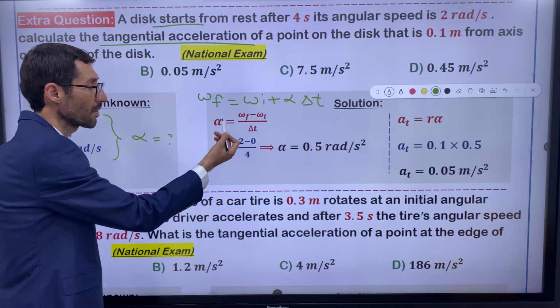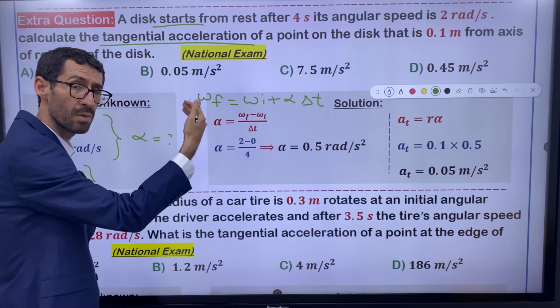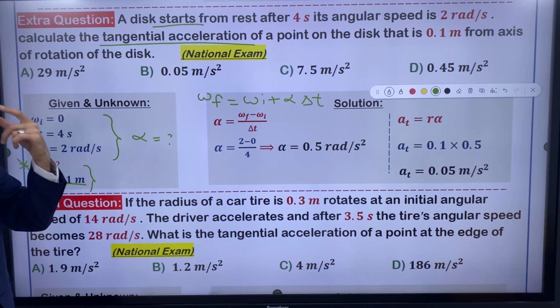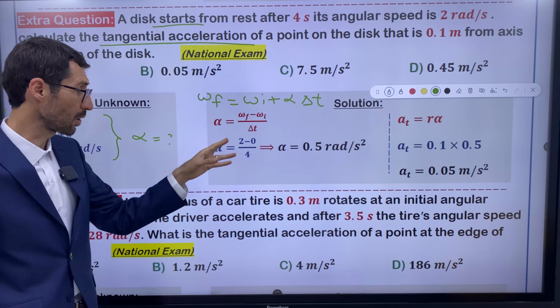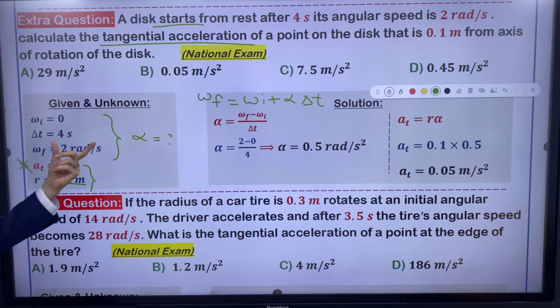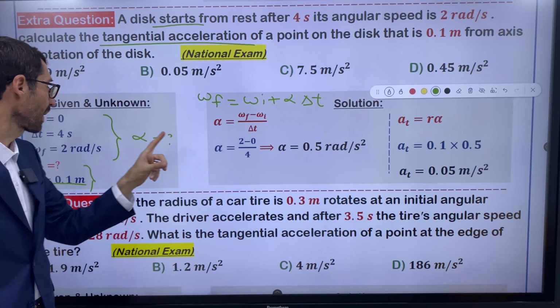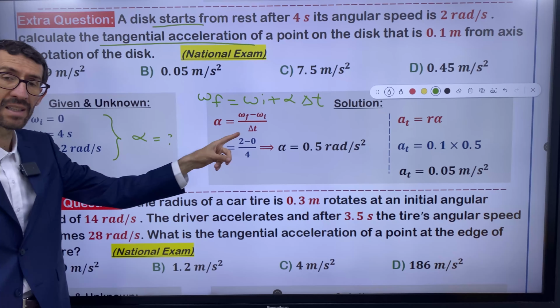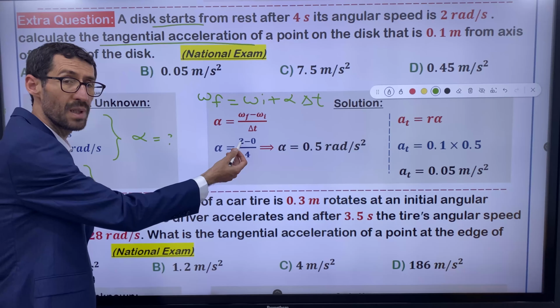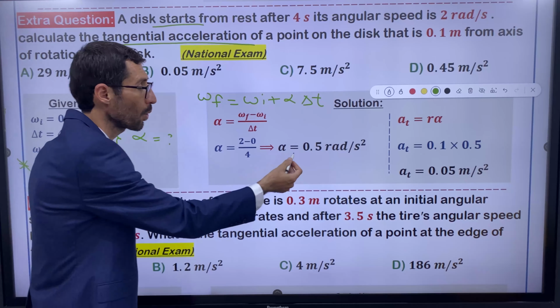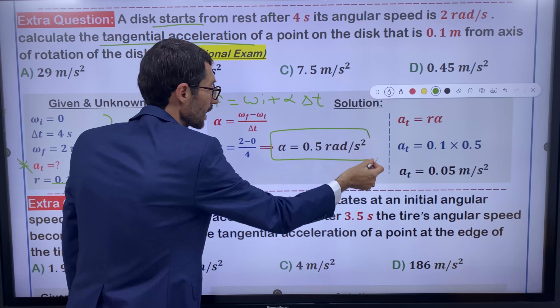Omega f is given. So alpha, after you write the rule, I want you to substitute the numbers. Omega f becomes 2, minus omega I becomes 0, 2 minus 0 divided by delta t, which is 4 seconds. That's it. 2 minus 0 becomes 2. 2 over 4 becomes 0.5 rad per second squared.